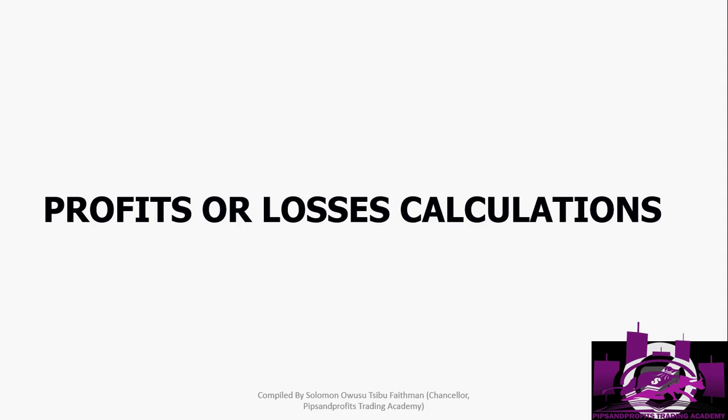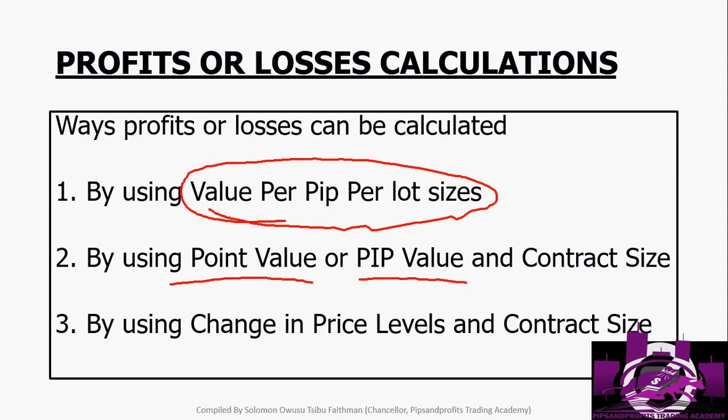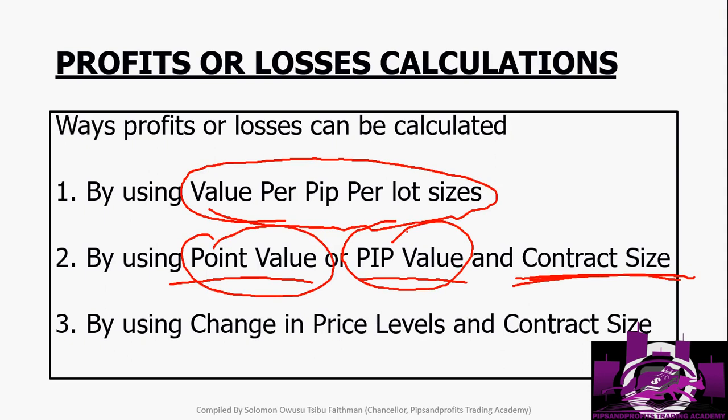Okay, so let's go straight into how we can calculate profit. There are three different ways that we calculate profit. The first method is by using the value per pip per lot size. The second one is by using point value, pip value, and contract size. So either you use the point value and contract size or the pip value and contract size. And the last one is by using change in price levels and contract size.